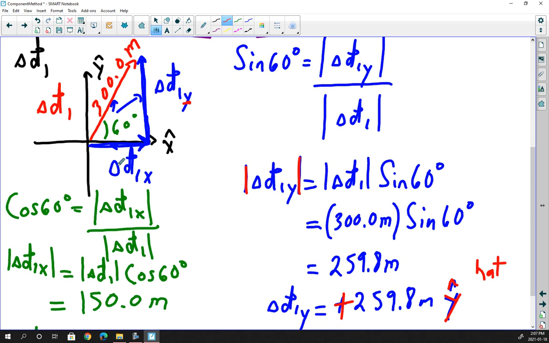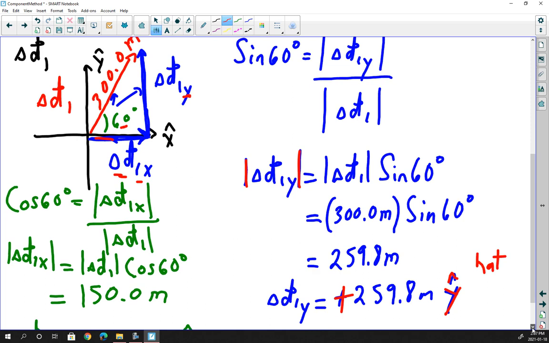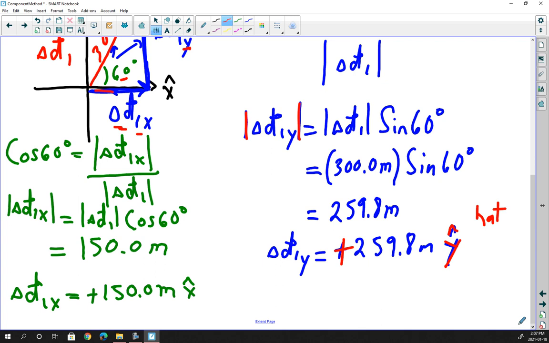Similarly, I can find out the x component of this delta d1. I take a look at it and I set up this trigonometric relationship. The cosine of 60 degrees is equal to the x component of this vector divided by the hypotenuse, which we know is 300. So I rearrange this. I know that delta d1 is that 300, the magnitude of the hypotenuse side. I multiply it by cos 60 and I get 150 meters. Now that's just the magnitude of that displacement vector d1 x component. I want a full-blown vector. Well, look, it's pointing in the positive x direction. So the x component of the first displacement vector is positive 150 meters x hat.